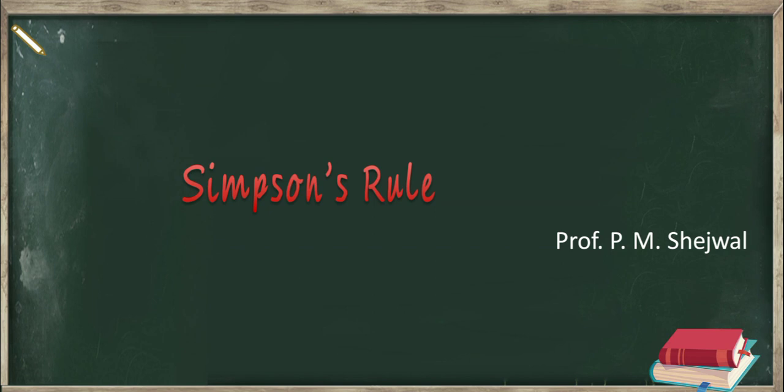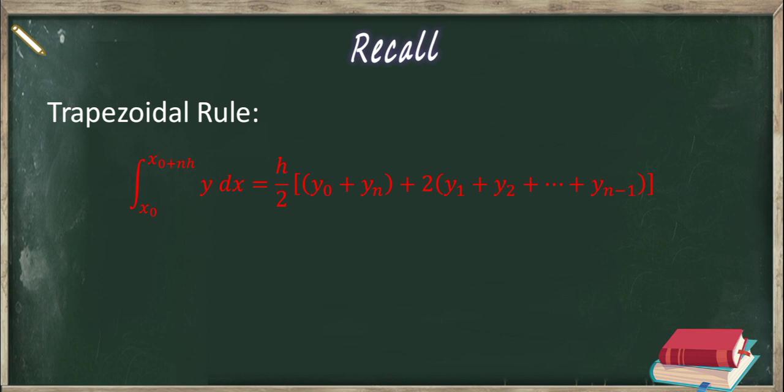Today we will discuss Simpson's rule. First, let us recall what the trapezoidal rule is. In the previous video, we saw what the trapezoidal rule is, along with an example based on it. The link is given in the description box.